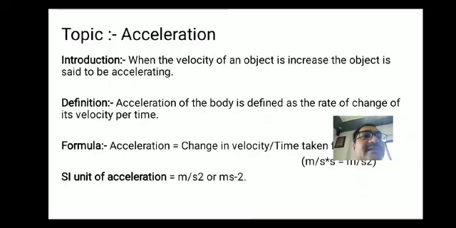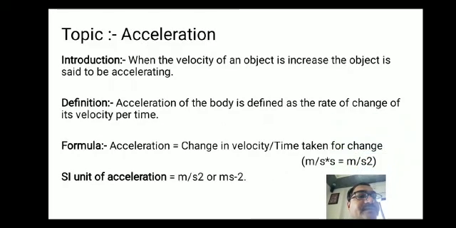Okay, let's discuss acceleration. We have learned about velocity. Velocity means displacement per unit time. So acceleration means what? When velocity increases or decreases. Here we take only the example of increasing velocity. When velocity changes per unit time, that quantity is called acceleration. Whenever the velocity of an object is increased, the object is said to be accelerating. It means its velocity has changed.